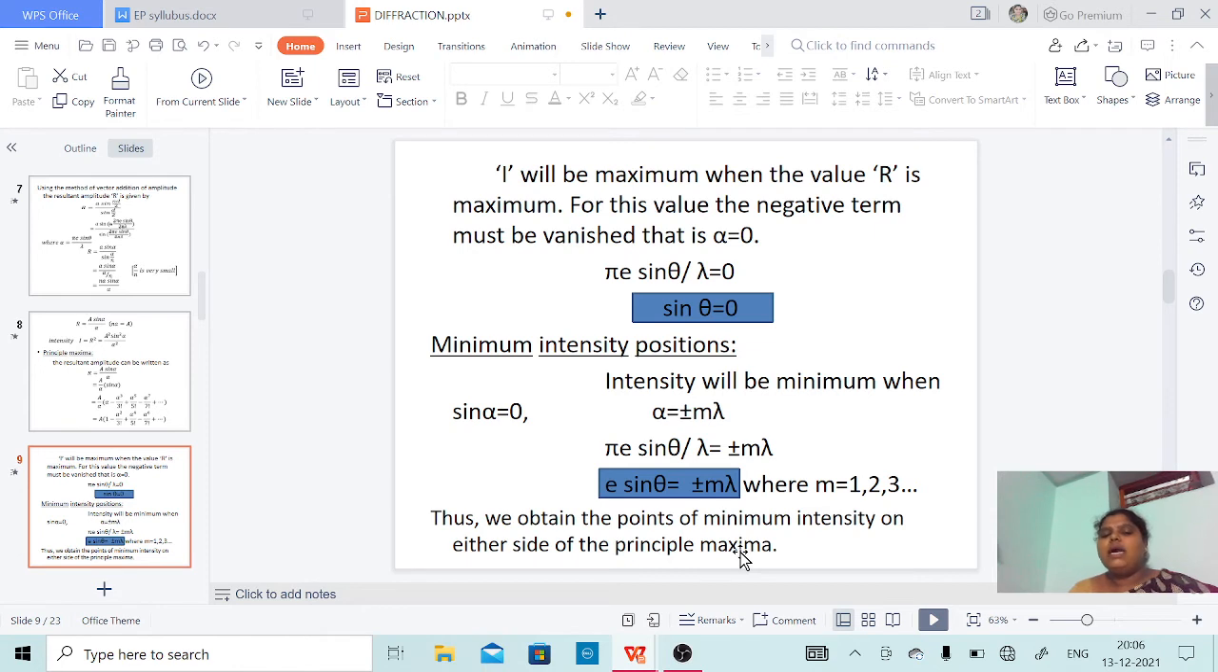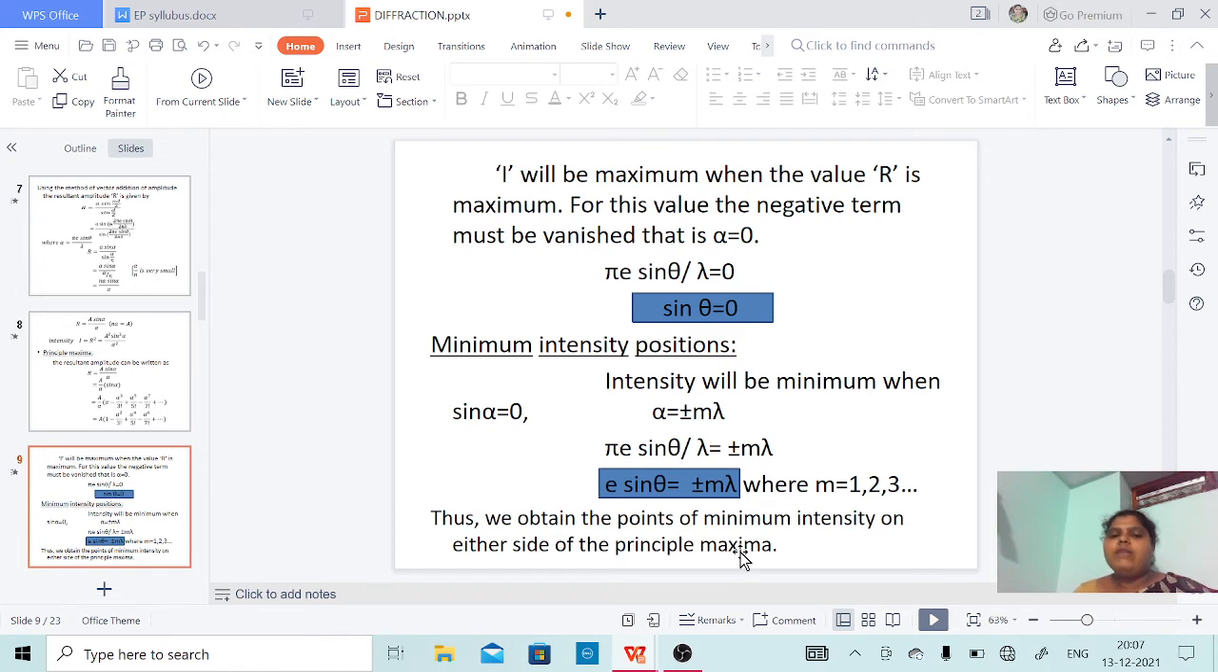That becomes, intensity will be minimum when sine alpha equals 0. Whenever sine alpha equals 0, we already said that whenever amplitude becomes 0, then automatically intensity becomes minimum. Like that, whenever the amplitude is minimum, the intensity will also be minimum. When will the intensity be minimum? When sine alpha equals 0.